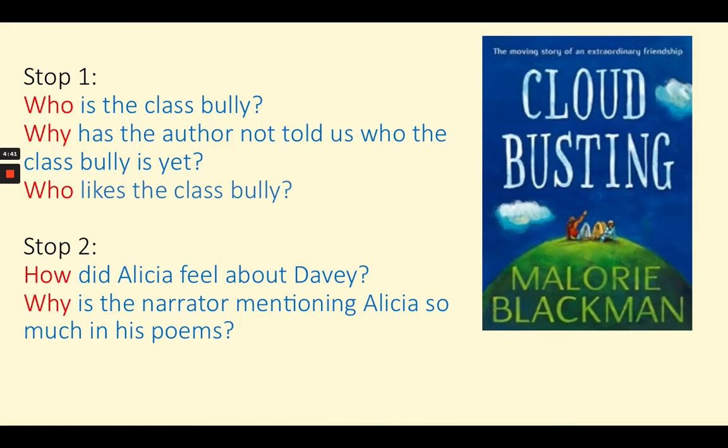Let's go. Chapter 4. Descriptions. The class bully was a mean, mad moron, an insane idiot, a dopey dweeb, a prize poophead, a narrow-minded no-hoper, a hurtful, horrible person. And everyone knew it.